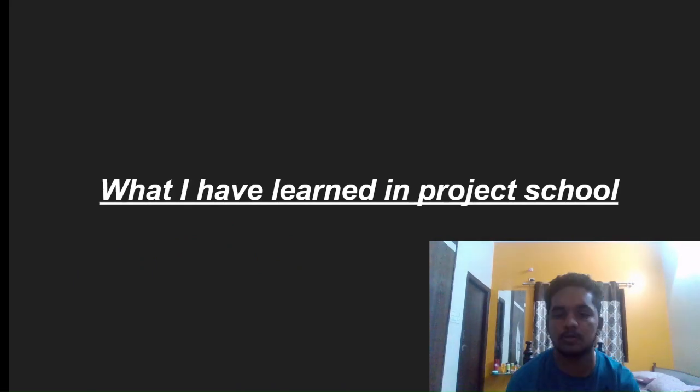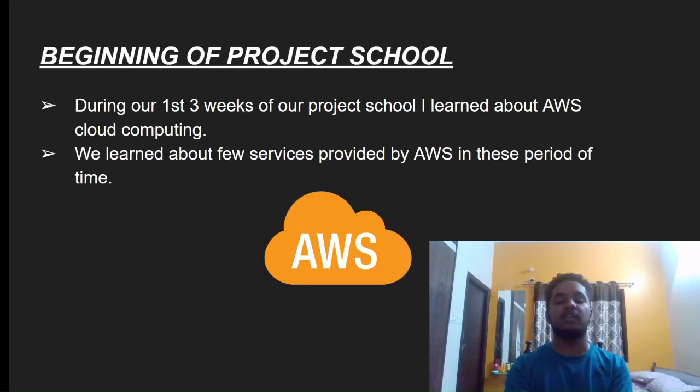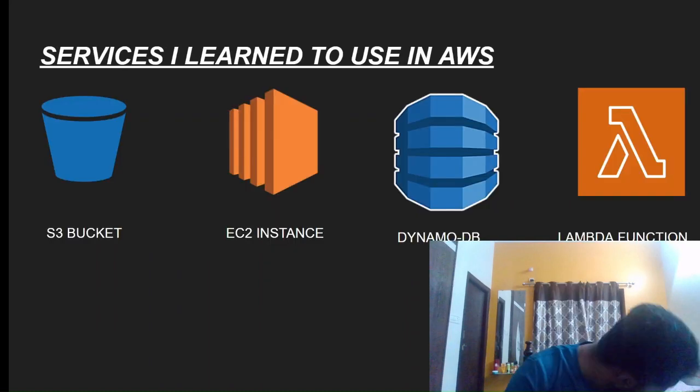So now let us talk about what I have learned during this project school. At the beginning of the project school, during the first 3 weeks, I learned about AWS cloud computing and the services provided by AWS. Let's see what are the services I have learned in AWS. One of the services is S3 bucket, EC2 instance, DynamoDB and Lambda function. Let me briefly explain each of the services.